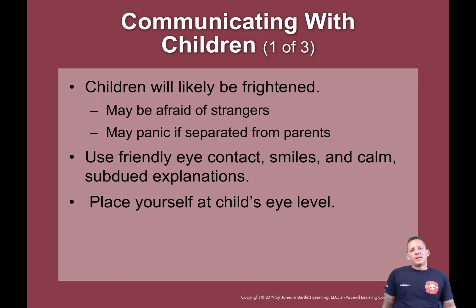So children present with their own set of unique circumstances. They're usually frightened. They tend to be afraid of strangers because that's their developmental psychology. They're in that particular life stage where they're not sure of who they can and cannot trust, and they tend to panic if they're separated from a parent or a loved one that they do trust. Make sure that you allow the parents to stay within proximity of the child to reassure them. Use lots of eye contact, come at them in a slow approach, smile, and be very subdued in the way that you speak to them.